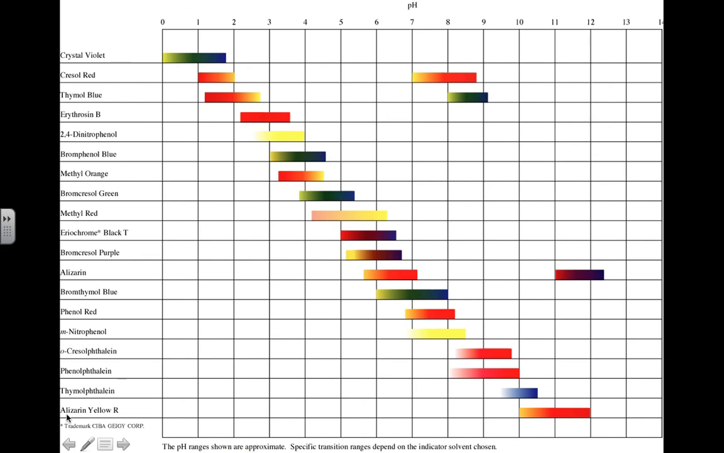And then this shows even more indicators and where they change color. So when you're looking at the different potential indicators, this actually shows you all the different indicators that we could use.